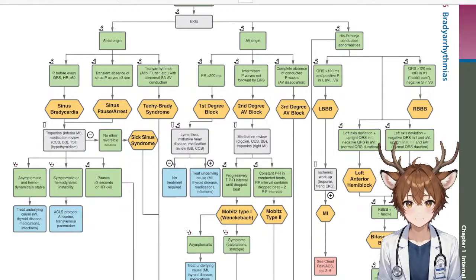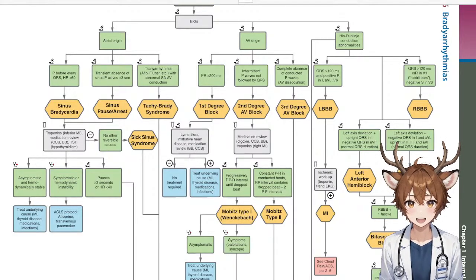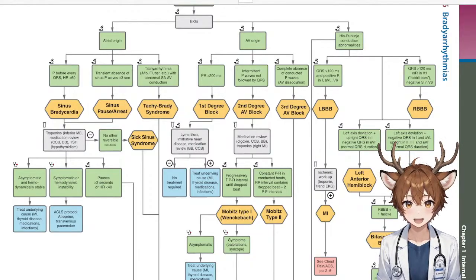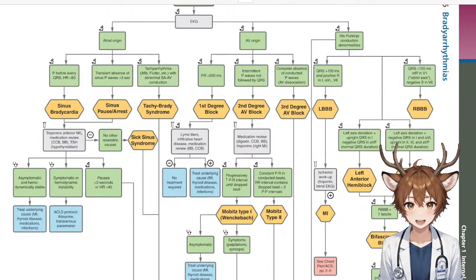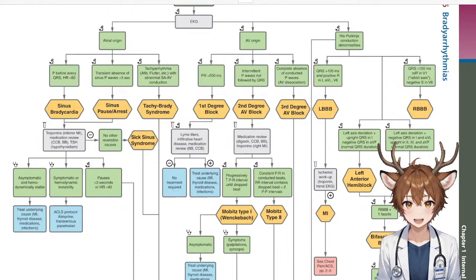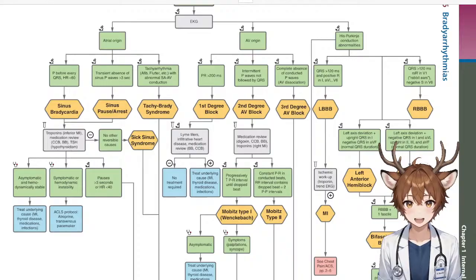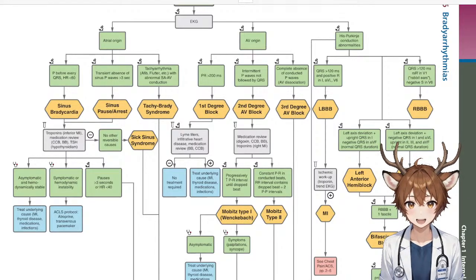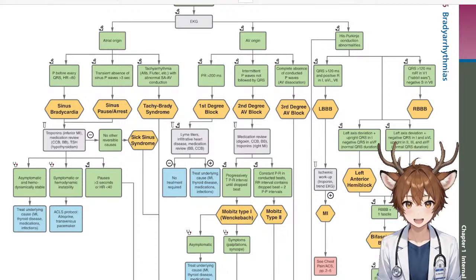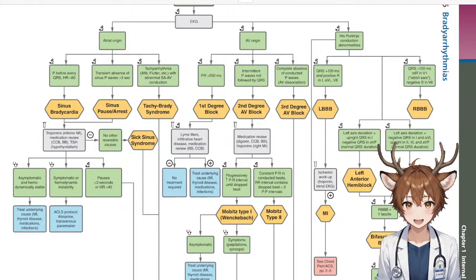What about something with an AV origin? Well, in that case, if it's a PR greater than 200 milliseconds, that's first degree AV block. What about if it was intermittent P waves not followed by a QRS, in which case second degree AV block? What about a complete absence of conducted P waves, AV dissociation, in which case it's a third degree AV block?